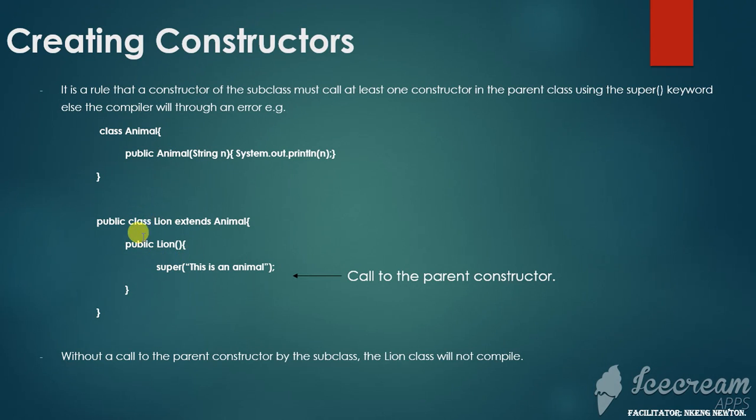Look at this example. You see that the constructor in lion, which is this constructor, is making a call to a constructor in the animal class using the super keyword. You use the super keyword to call a constructor in the parent class. If there are many constructors in the parent class, the rule says that the constructor of the child class must call at least one of those constructors. In this example, we have just a single constructor in the parent class, and we have called it here using the super keyword. Since this constructor has a string parameter, we must supply a single string argument to it.